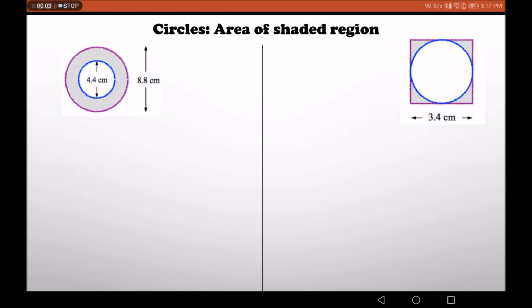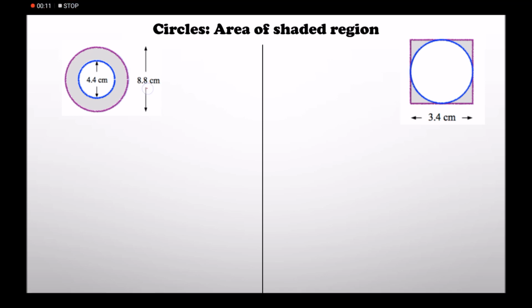Area of a shaded region. On our first figure, we have two circles, the purple and the blue circle. The purple with 8.8 centimeter as its diameter, and the blue circle with 4.4 centimeter, again, its diameter. Let's solve first the purple circle. Since it's a diameter, which means you need to convert it into radius. So that will be 8.8 divided by 2, and that's equivalent to 4.4 centimeter.